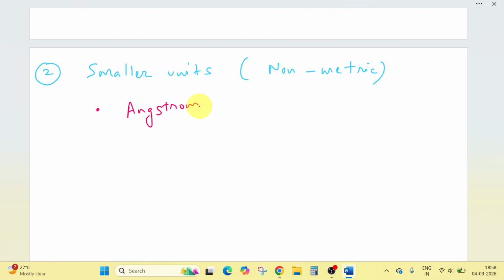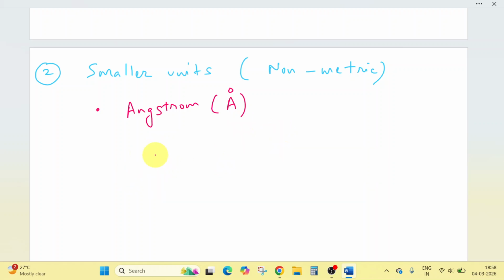Angstrom. Okay, angstrom is basically A. You write it like this, with a small zero, like a degree symbol, on the very top, just above A. So what is angstrom? Angstrom is basically 10 to the power minus 10th part of a meter.